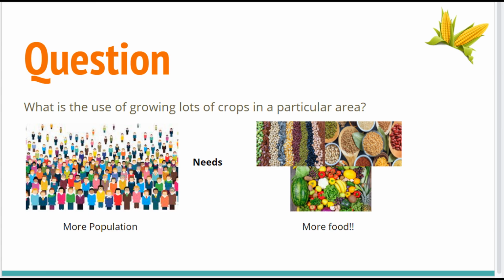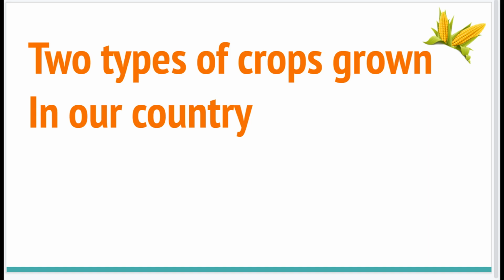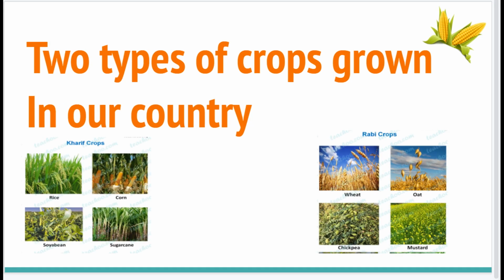So students, in this chapter we'll go through the different techniques by which we can increase the production of crops and its products. So before that guys, let me tell you one thing. There are two types of crops grown in our country based on the season in which they are planted. So they are, number 1, kharif crops, and number 2, rabi crops.